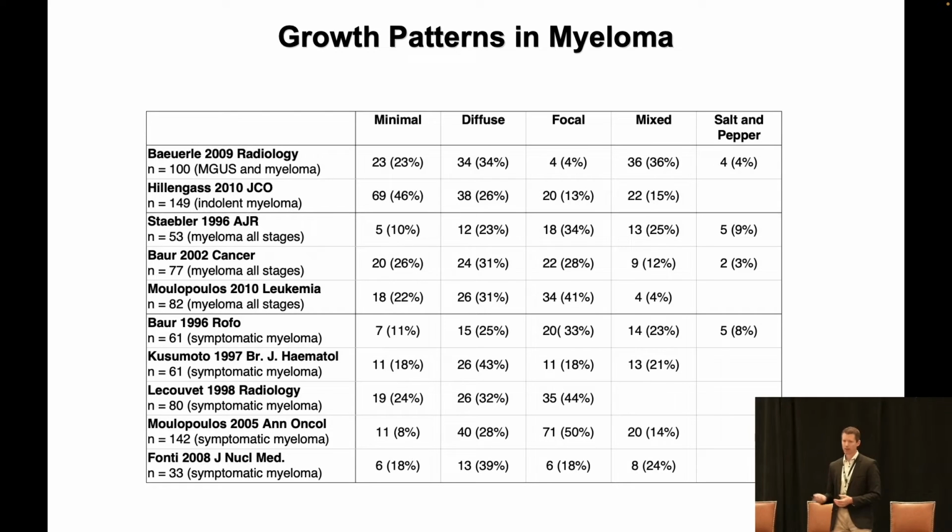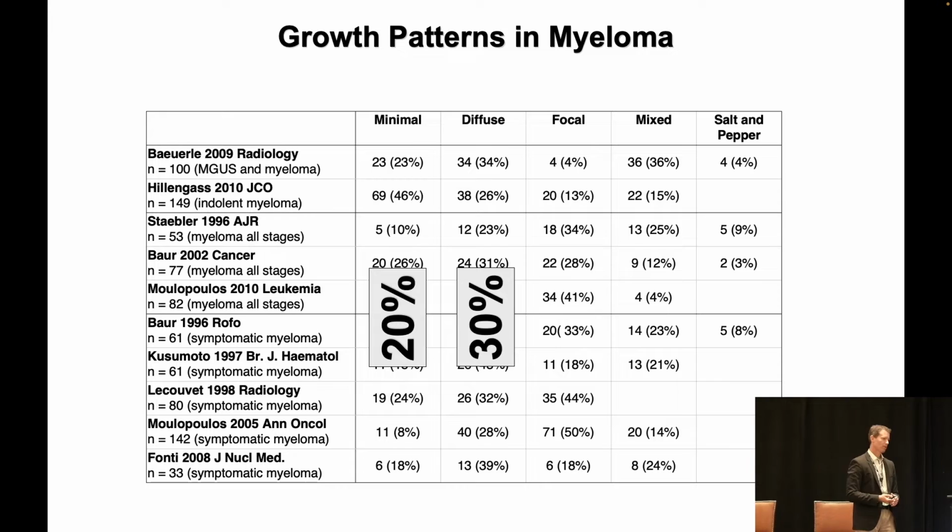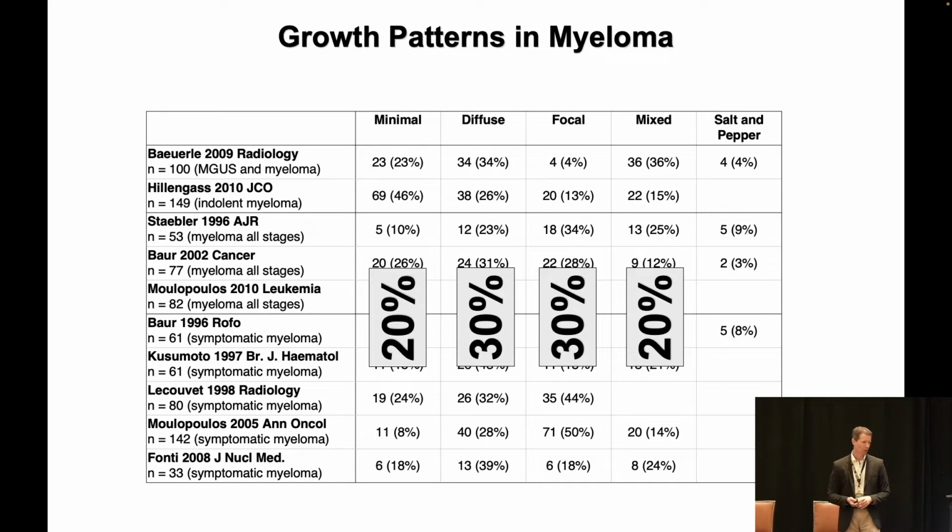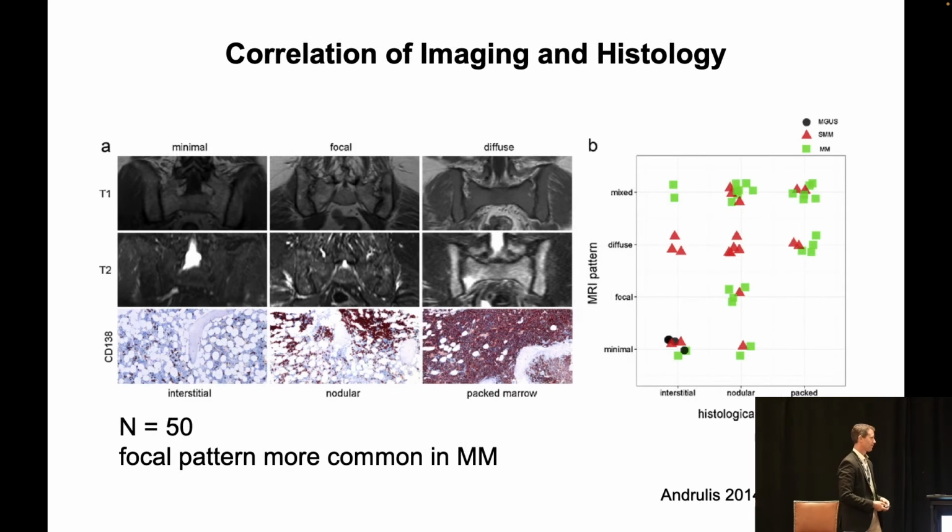And we looked into the literature, again, some time ago, but about 20-30% of all patients have this minimal involvement, about 30% have this diffuse, 30% the focal, and then we also have some with this mixed. So it's all over the place, basically. You can find everything in every patient. We don't even know why.